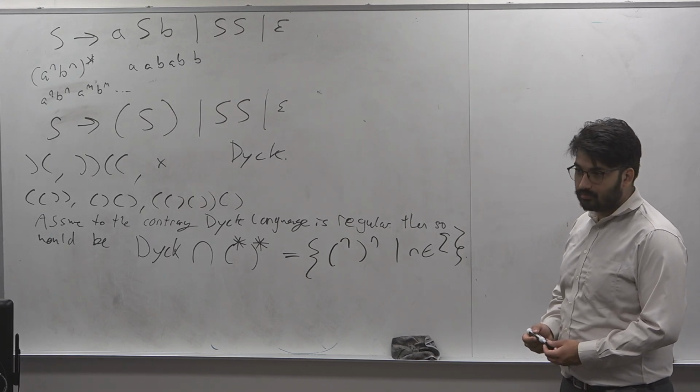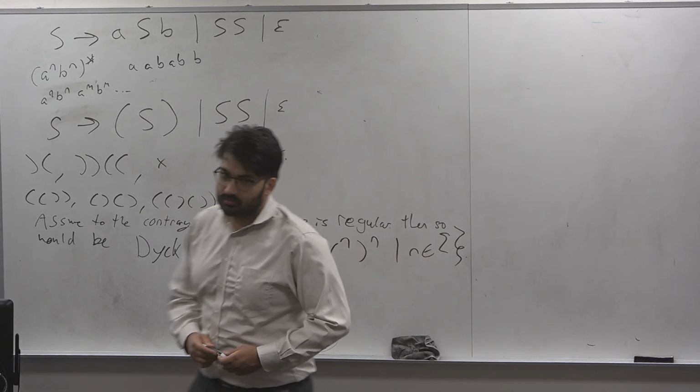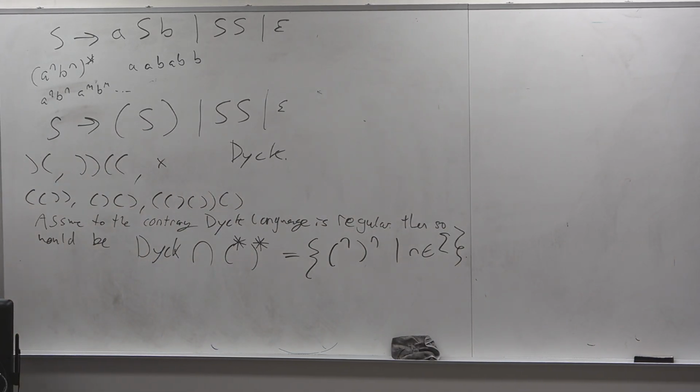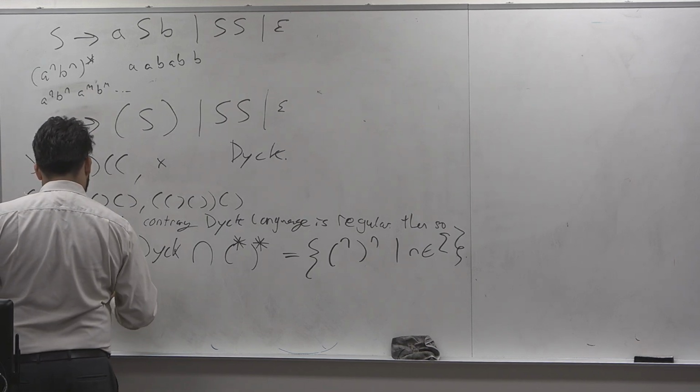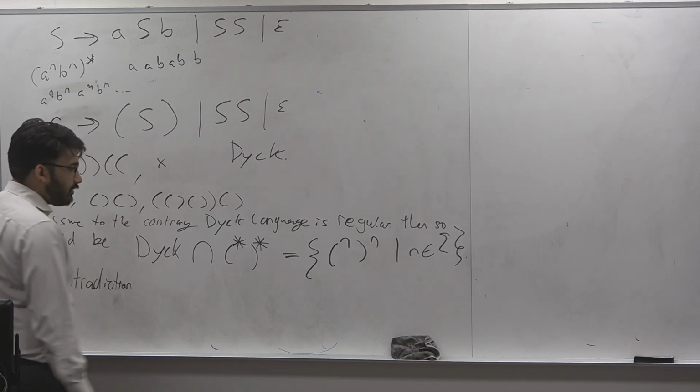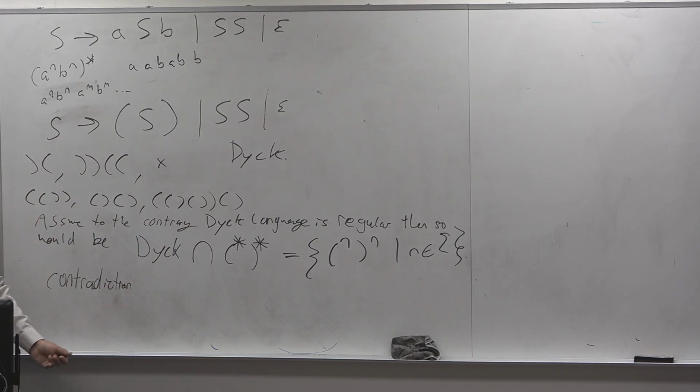What's our contradiction? That's not regular. Exactly. We prove that to be not regular by pumping. A to the n, B to the n, or open to the n, close to the n, same thing, right? So we prove that to not be regular. Contradiction. Now, how did we do this?